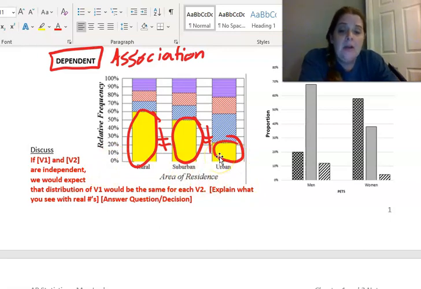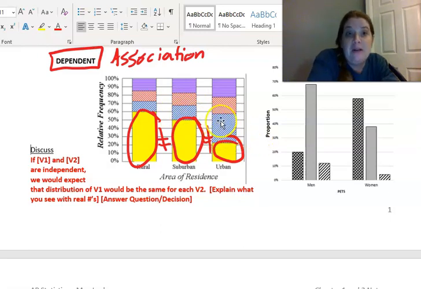It appears that the distribution of political party is not the same for each area of residence. For example, the percentage of Republicans in the rural area is 60%, which is larger than the percent in suburban, 50%, or urban areas of 20%. Also, the percent of Democrats in the rural area, about 12%, is much smaller than the percent of Democrats in the urban area, about 38%.